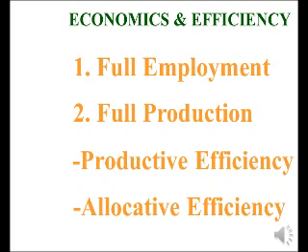Economics and efficiency. There are two types of efficiency. The first one is full employment. Full employment is a pretty straightforward economic idea. It simply refers to using all of your available resources. So the production possibility model is going to examine our ability, or our limitations, to produce for a certain time period. So let's say per month.